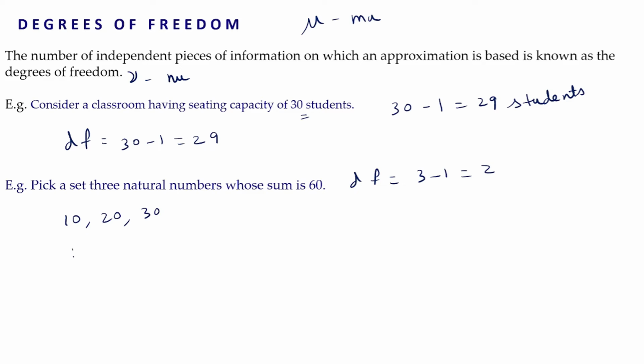Again, similarly, if we choose some other numbers, let us say 15 and 20, the other number is then fixed. So when we want to pick a set of 3 natural numbers whose sum is 60, the first 2 numbers we are free to choose, whereas the third number is restricted by the condition that we have to satisfy. So here the degrees of freedom is 3 minus 1, which is 2.